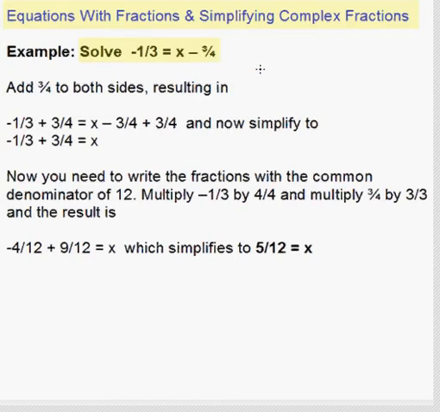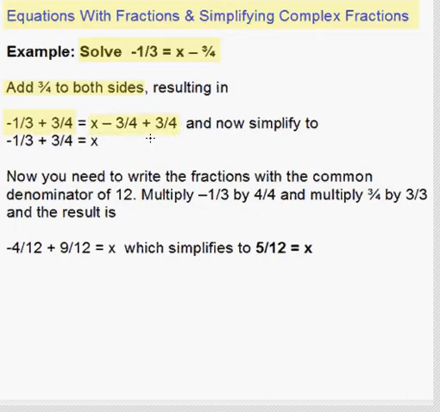The key to solving this is to get x by itself. We have to get rid of that minus 3/4. The way we do that is add 3/4 to both sides. That's going to cancel it out on the right side, just leaving x. So we add 3/4 to the left side, negative 1/3 plus 3/4. We add 3/4 to the right side, x minus 3/4 plus 3/4.